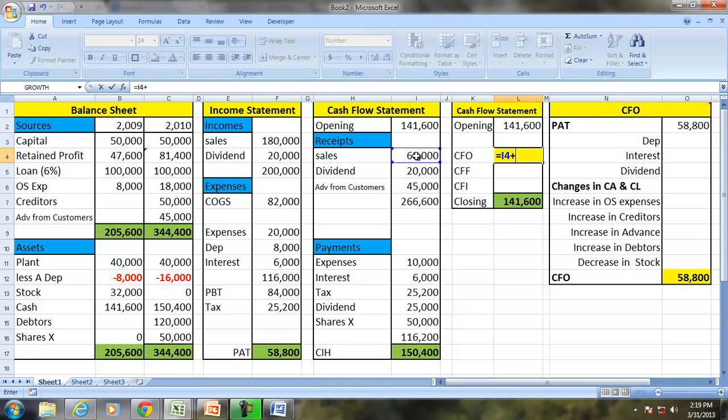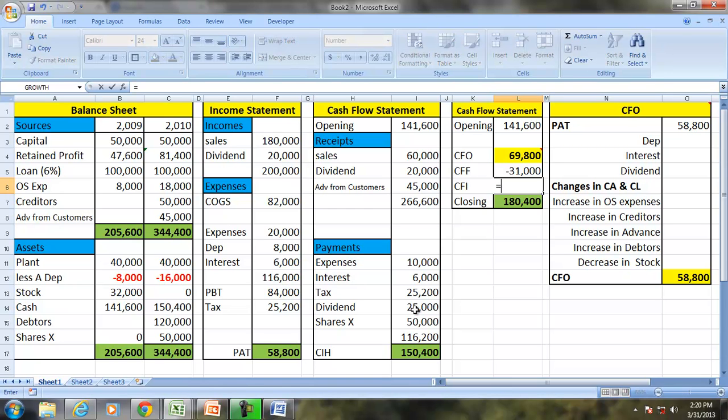So in this case it is the sales and advance from customers minus the expenses paid and minus the tax. So cash from operation is 69,800. Cash flow from financing decision, there is no inflow from the financing decision, but there is an outflow because of interest. We are treating interest as a financing decision and the dividend payment. So there is a negative cash from financing 31,000.